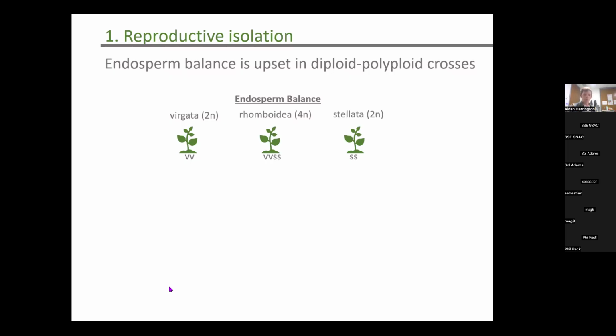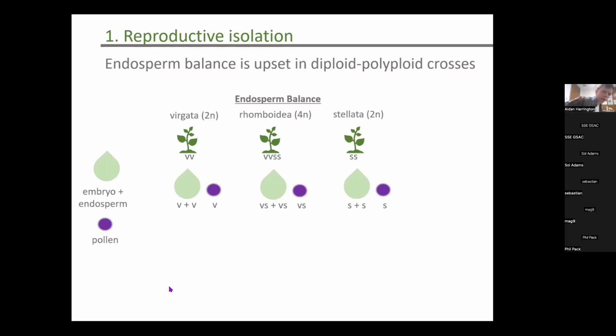And the way that works is, when you have diploids and a polyploid, they have different copy numbers of their genome, right? So Virgata has 2 Virgata genomes, Stellata has 2 Stellata genomes, Rhomboidea has 2 each, 2 Virgata and 2 Stellata genomes. If we look at the embryo and endosperm and pollen of these species, we'll see what those constituent parts are. And I should mention here that Clarkia has diploid, not triploid endosperm. So that's a bit of a wrench in your normal thinking about this sort of thing. But just remember that Clarkia has diploid, not triploid endosperm.